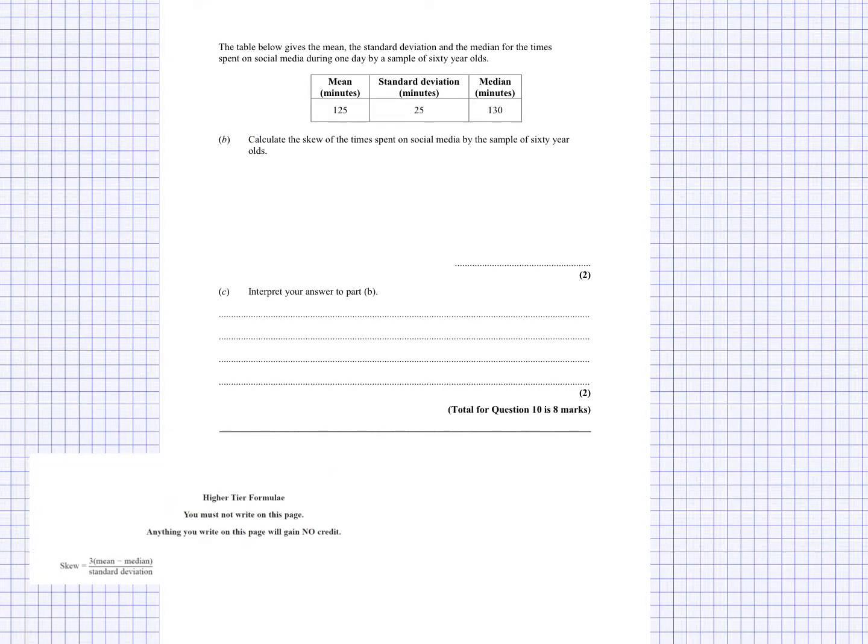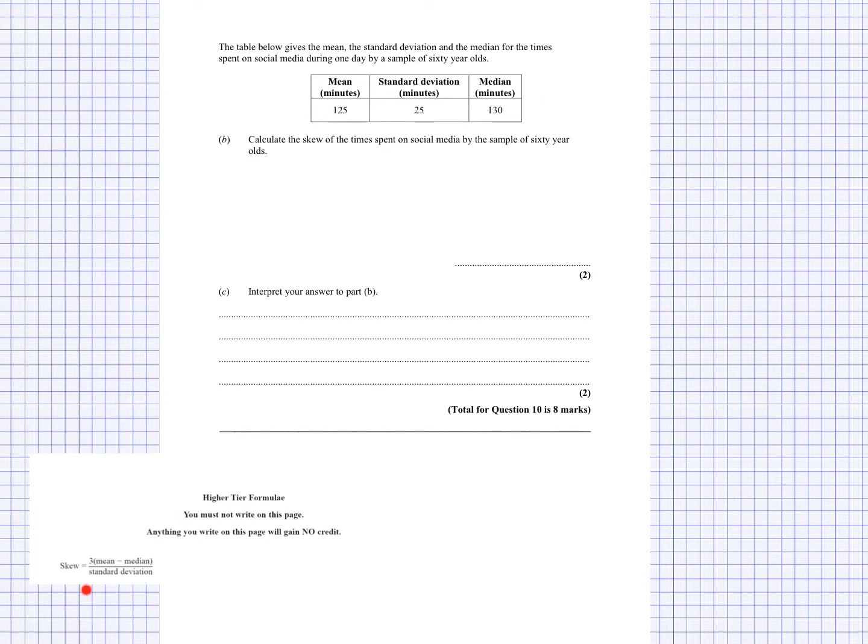Okay, so the next part of the question goes like this. It says the table below gives the mean, the standard deviation, and the median for the time spent on social media during one day by a sample of 60-year-olds. And we've got the mean in minutes, standard deviation here, and median here. We need to calculate the skew of the time spent on social media by the sample of 60-year-olds. So we just need to find the skew using this data.